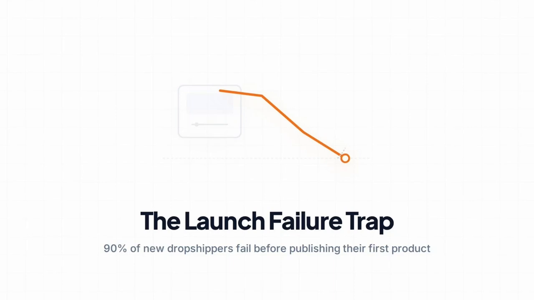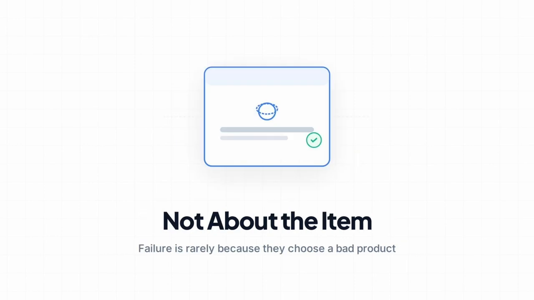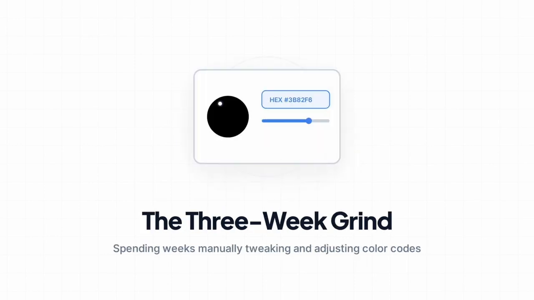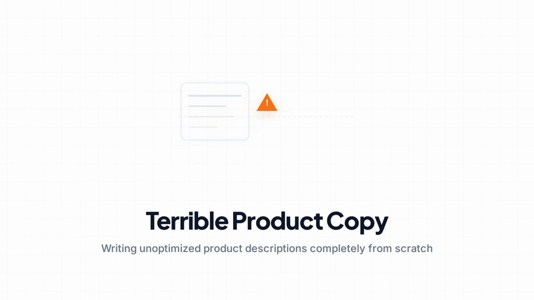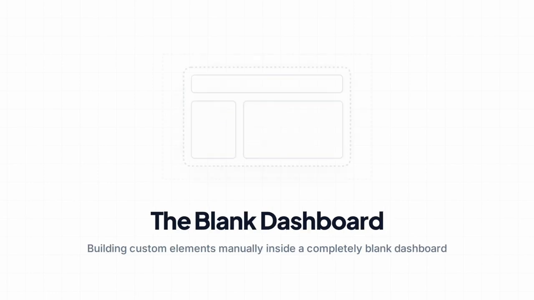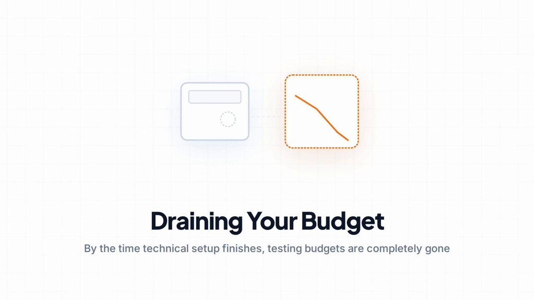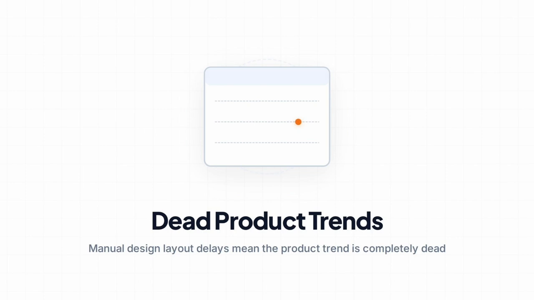90% of dropshippers fail before they even publish their first product, right? And it's not because they choose a bad item. It's because they spend 3 weeks manually tweaking color codes, designing headers, optimizing button colors, and writing terrible product descriptions on a completely blank Shopify dashboard. By the time they finish the technical setup, their testing budget is gone, or the product trend is completely dead, or worse, they just continue to try to optimize without ever starting.